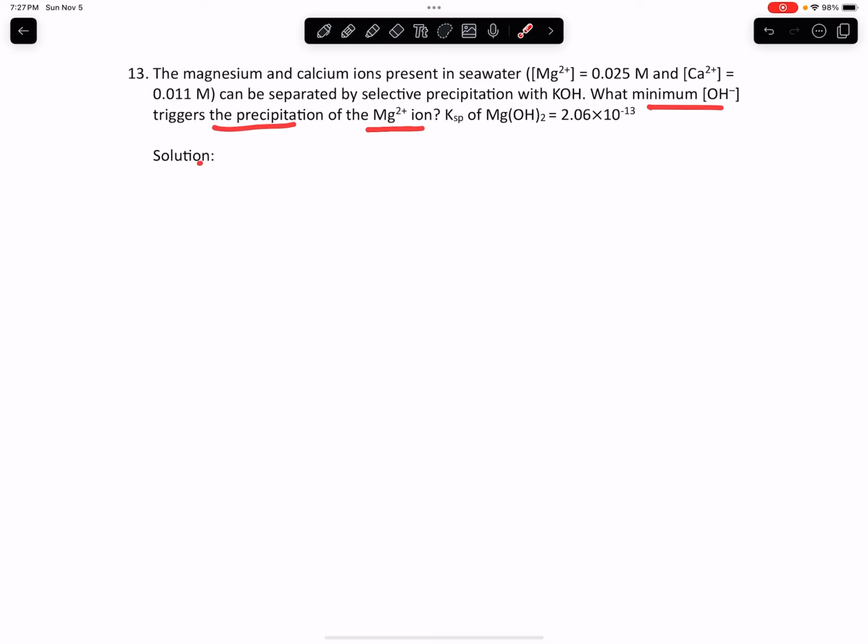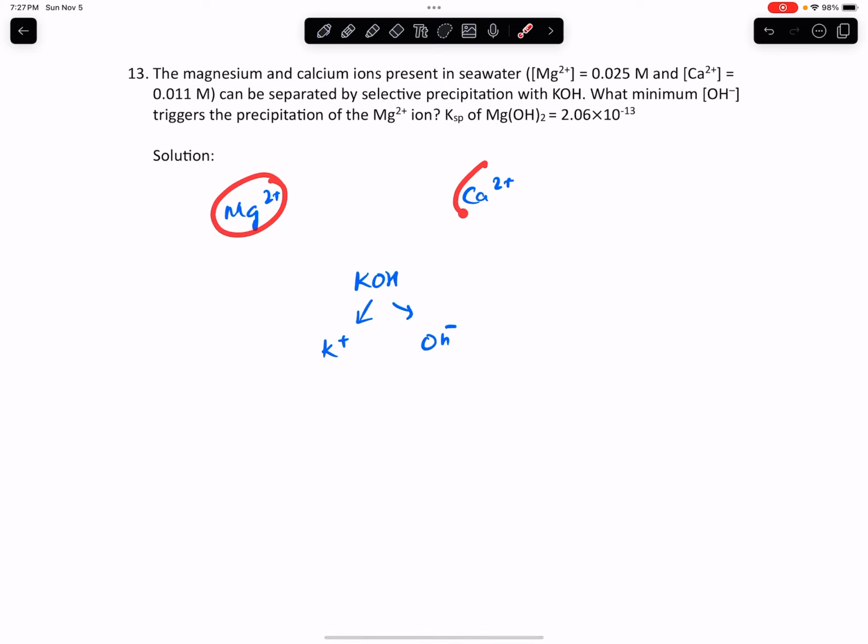All right, so the first thing we need to do is understand what this problem is really saying. So we need to deconvolute the problem. There are these ions present in seawater, Mg2+ and Ca2+. I'm not going to write the concentration symbol. And they're adding KOH. KOH is going to generate two types of ions, K+ and OH minus. And both of these positively charged ions are going to complex with the OH minus.